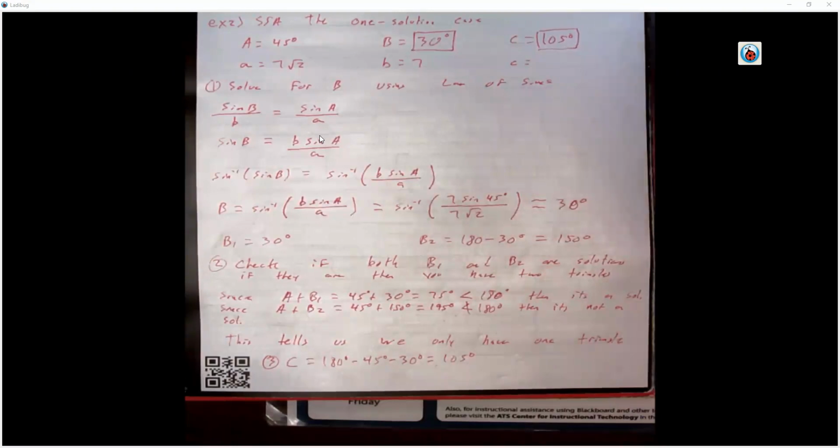Any questions on this problem so far? Why is there B1 and B2? So there's always two solutions. If you look at, do you have a unit circle on you? Maybe. Yeah.